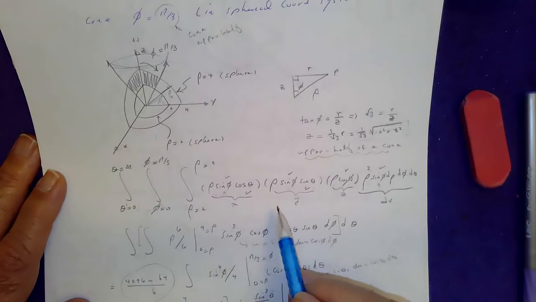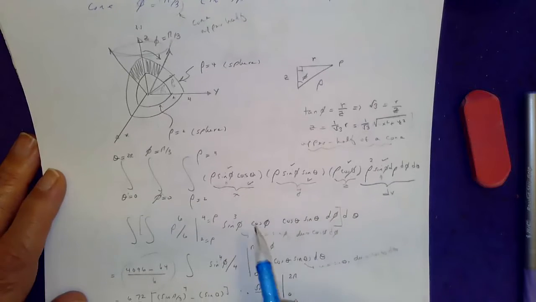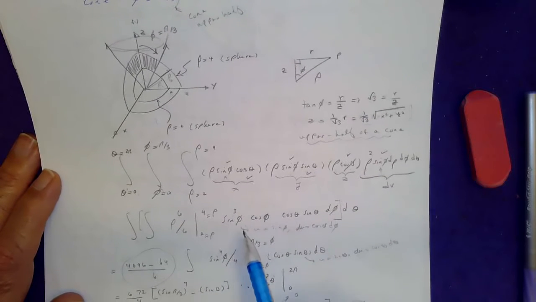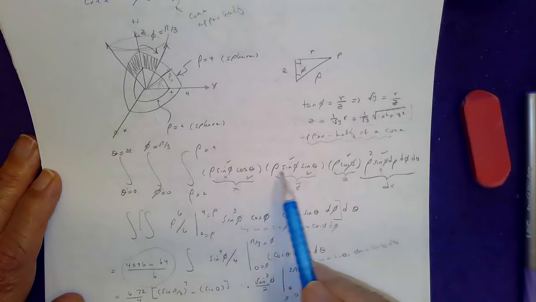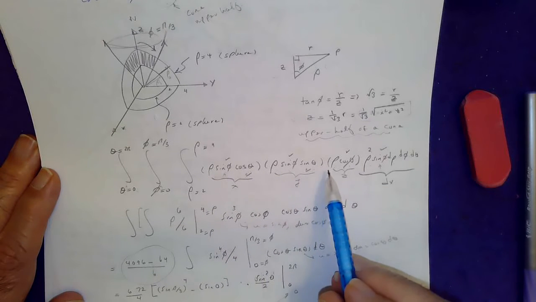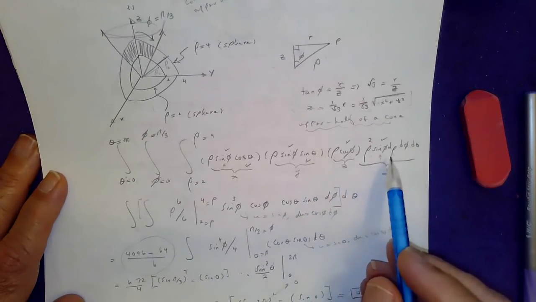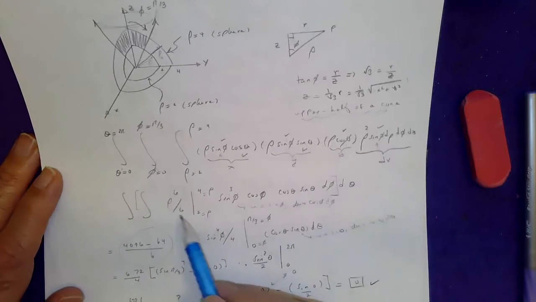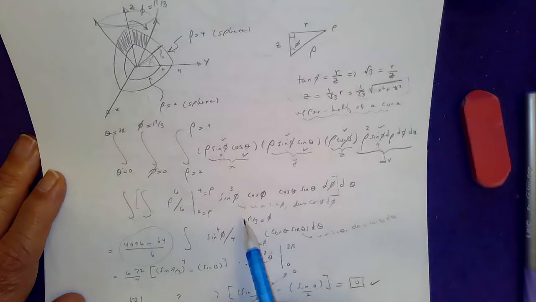Now you have to multiply these out and get a nice expression. The first thing I do is multiply the rhos, so I get rho to the fifth. But when you take the antiderivative with respect to rho, you get rho to the 6 over 6. Evaluate this between 2 and 4. You get what?